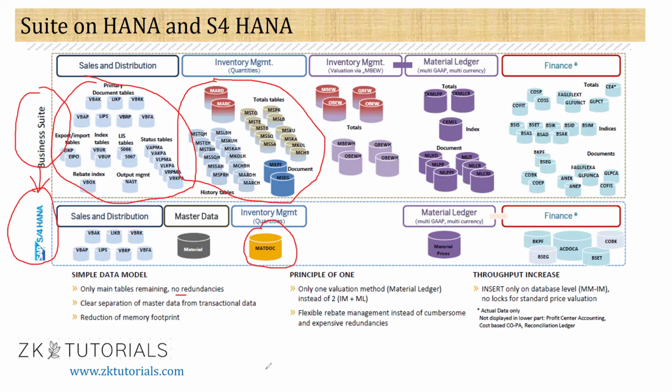Hope this one is clear, guys. The only one evaluation method is if it will use flexible rebate management instead of expensive redundancy. So basically, this is something which is a little bit more from the functional side. I will not be able to explain it to you because I'm not from a functional background. So for example, if you want to understand the data model, you may want to take functional training on S4, like simplified finance, simplified marketing, simplified logistics.